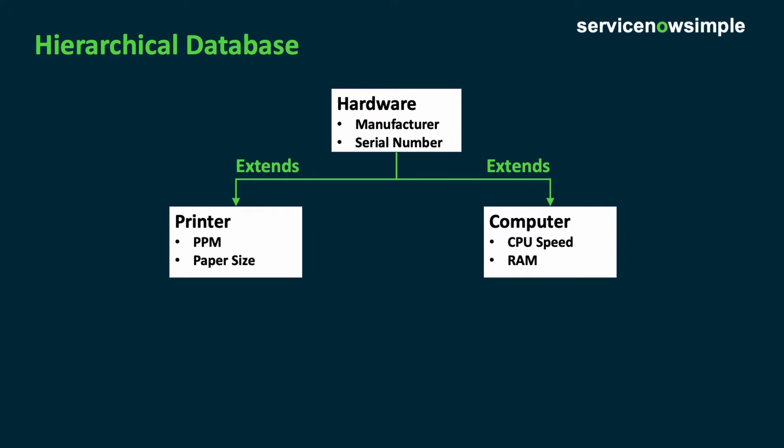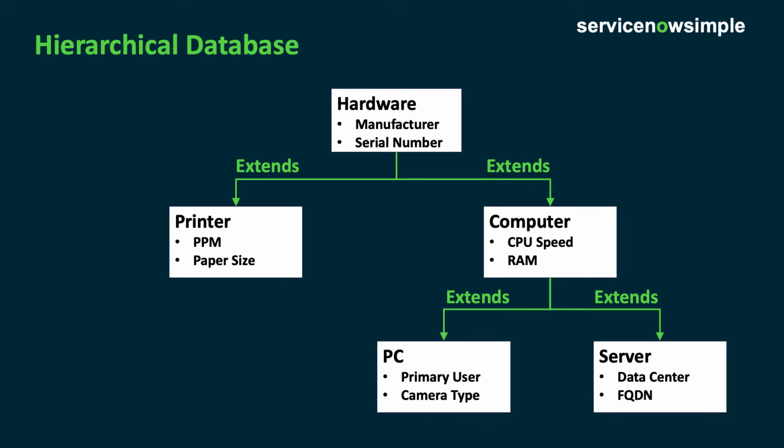It's very efficient and pretty slick. Now let's take our example one level further and create tables for storing personal computers and servers, both as extensions of the computer table this time. Again, we add more specific fields describing these types of items. And now, a record in the server table can store values for data center, FQDN, CPU speed, RAM, manufacturer, and serial number. And this gets interesting.